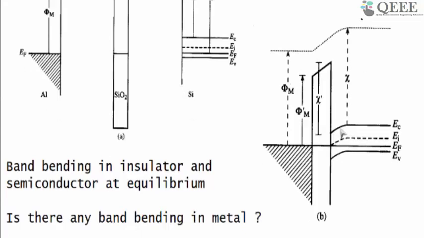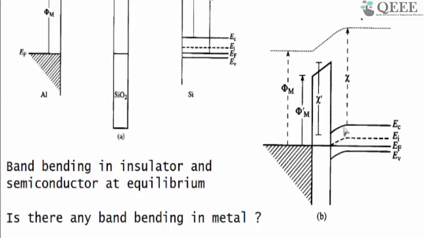They bend downwards so that the Fermi level is continuous. Because this is at equilibrium, the Fermi level is continuous from the semiconductor all the way to the metal. But you can see there is band bending in the conduction band and in the valence band, but there is no band bending in the metal. The simple reason is that in the metal there are a lot of electrons, and you cannot have an electric field inside the bulk of a metal. So that is why there is no band bending.